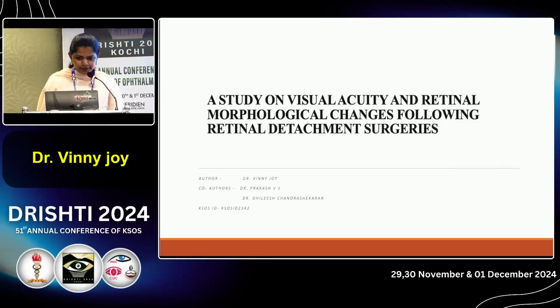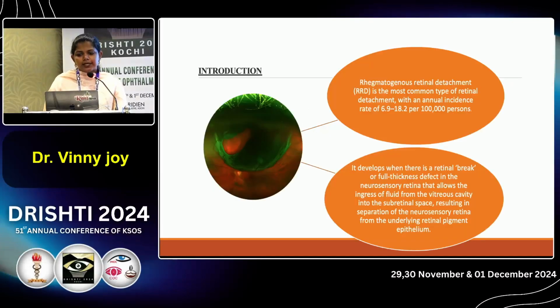Good afternoon, everyone. My study is on visual acuity and retinal morphological changes following retinal detachment surgeries. Rhegmatogenous retinal detachment is the most common type of retinal detachment, with an annual incidence rate of 6.9 to 18.2 per 1 lakh persons. It develops when there is a retinal break or full thickness defect in the neurosensory retina and the fluid ingresses into the subretinal space, resulting in separation of the neurosensory retina and the underlying RPE.